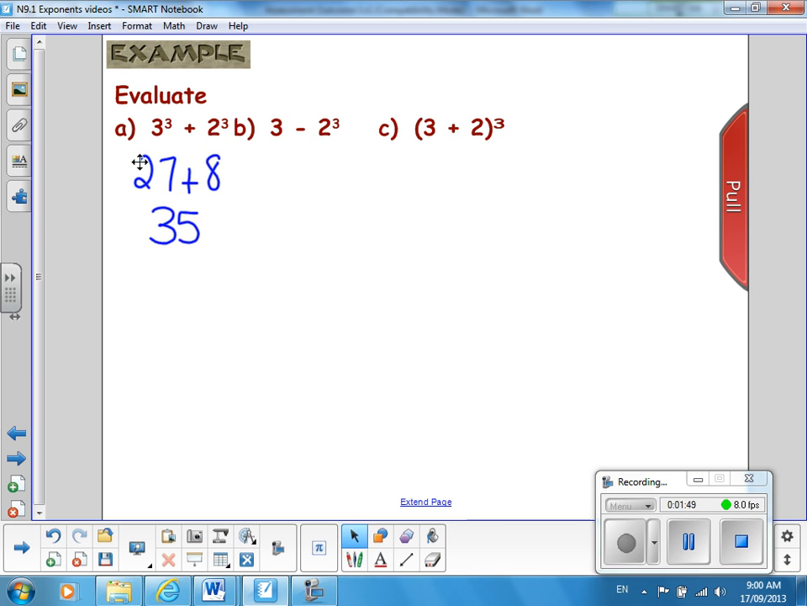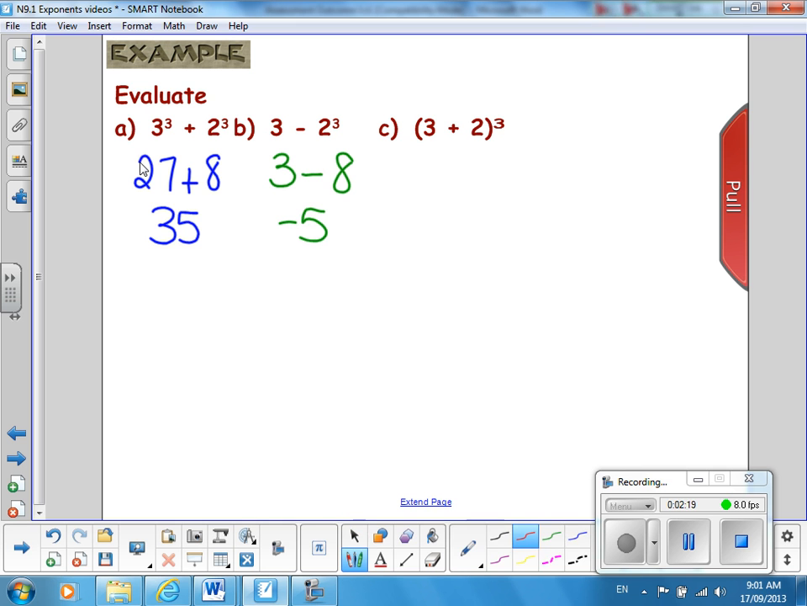If we look at the second one, we have 3 minus 2 to the exponent 3. So again, go through BEDMAS. B is for brackets. There are no brackets. E is for exponents. There is an exponent, so we need to evaluate that first. So this stays a 3 minus 2 to the exponent 3. 2 times 2 times 2 is 8. There is only one operation left. 3 subtract 8 is negative 5.